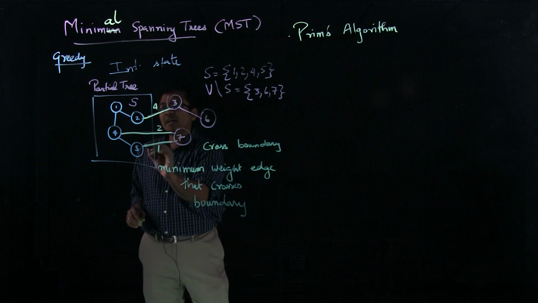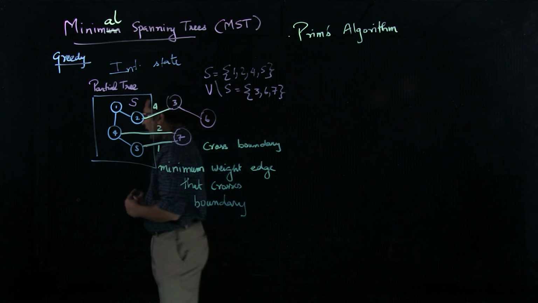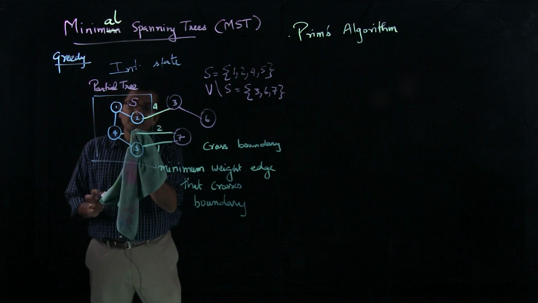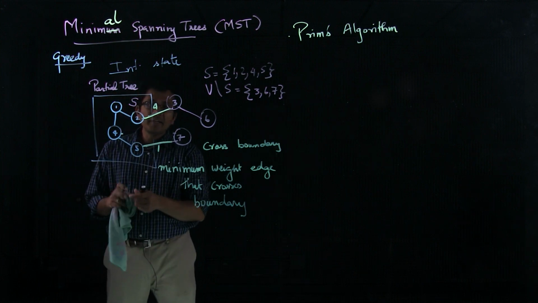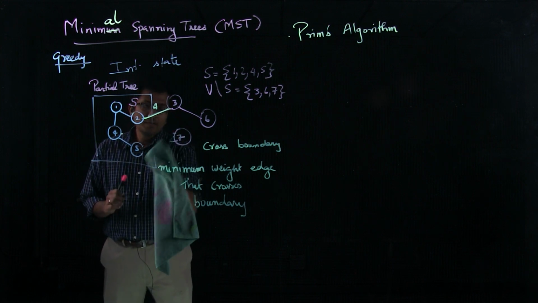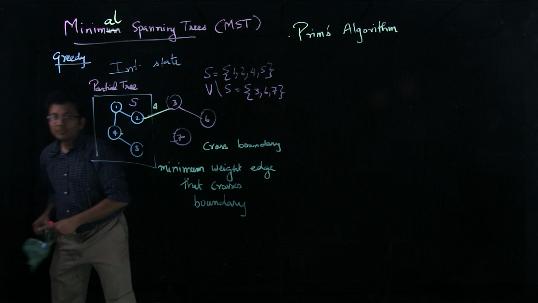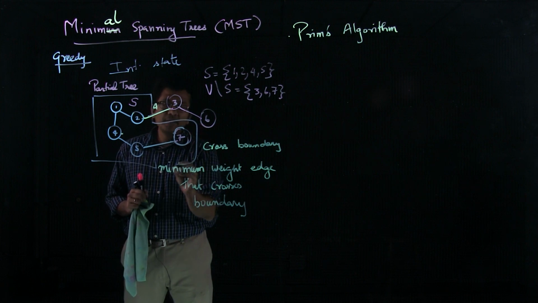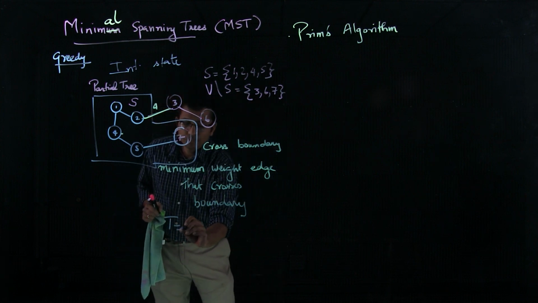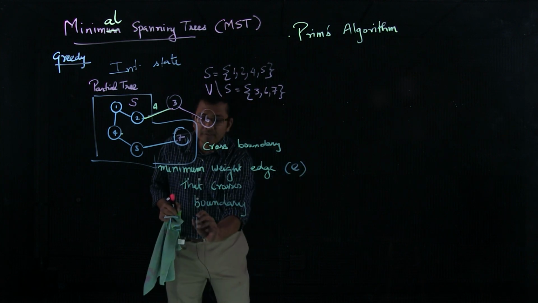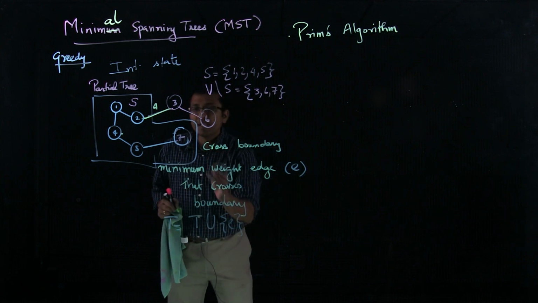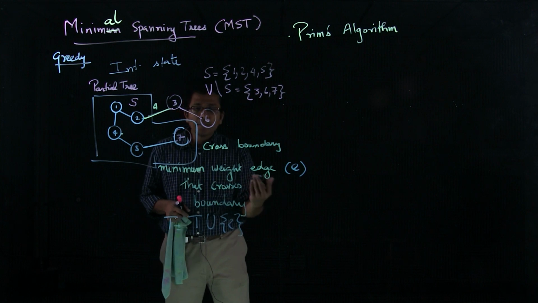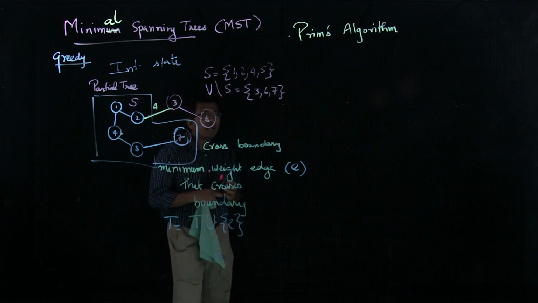Which is going to be, in this case, 5 to 7. It's going to take this edge and add it to the tree, which means it can no longer add 4 to 7. So 7 gets added to the tree. Now 7 is part of the family. Let's call this edge E. So the new tree is the old tree union E. Add this edge to the tree and keep going, and what you will end up doing is finding the MST at the end of it all.